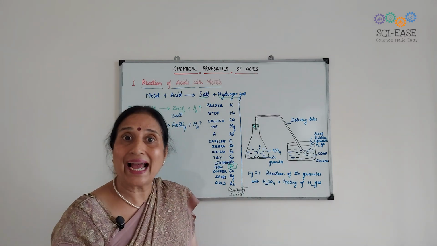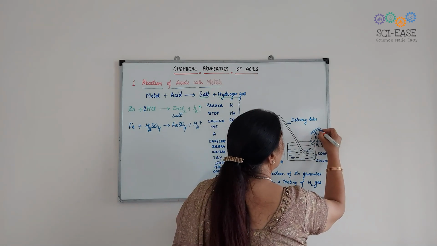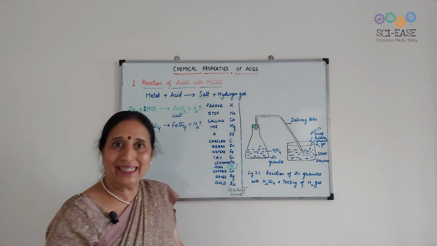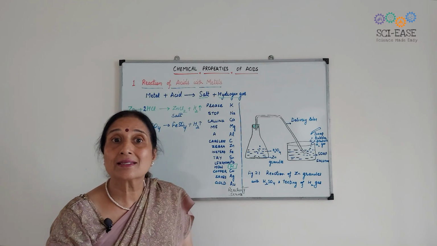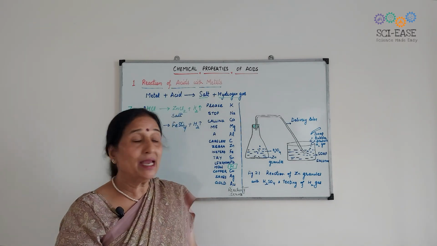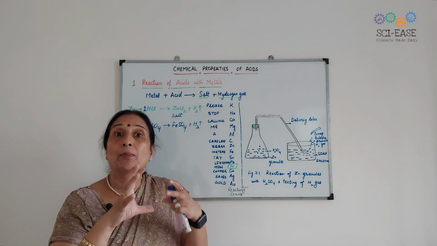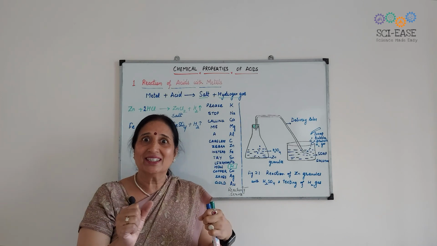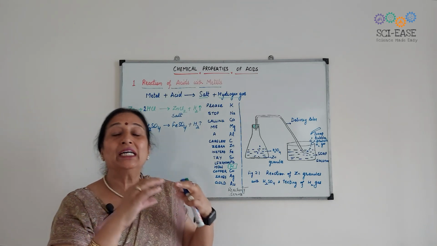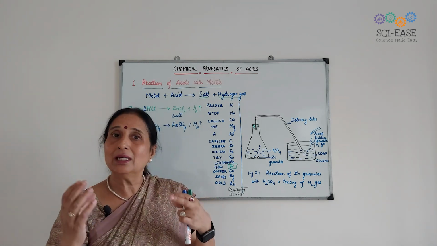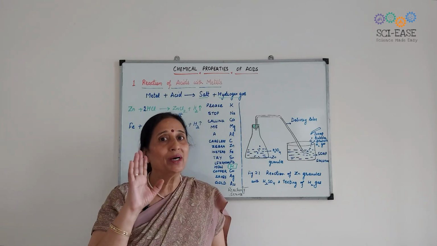You bring a burning candle or a splinter. Suppose this is a candle. Bring the burning candle or splinter or matchstick just near the bubbles of this hydrogen gas. What will you observe? The candle will burn with a pop. A specific sound will be produced. So hydrogen gas produces a popping sound. This you are to remember.